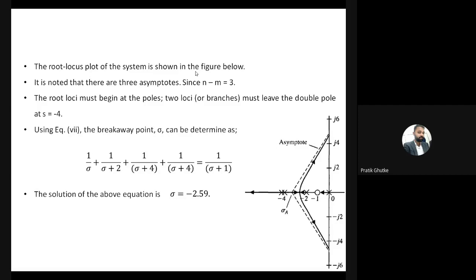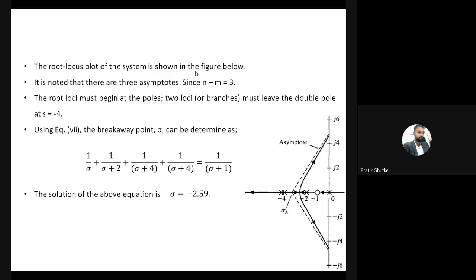So the root locus plot of the system is shown in the figure below. It is noted that there are three asymptotes since P minus Z equals 3. The root locus must begin from the pole. It is two loci or two branches, and it must be equal to the poles. Using equation 7, the breakaway point will be determined as sigma equals minus 2.5.